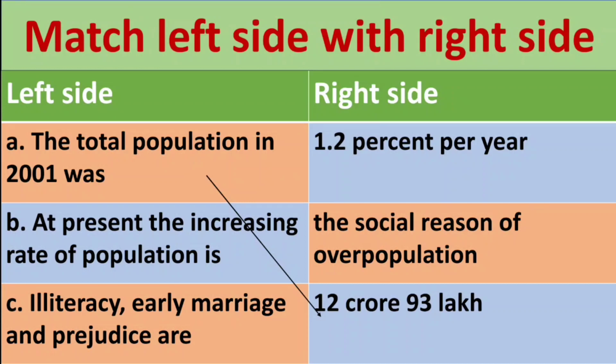Excellent performance. Then in B, it is: at present the increasing rate of population is. Which one is matching? You have to match from the right side, from the first or second one. Yes, which one? Very good. 1.2% per year. Yes, you are very clever. One is left. Illiteracy, early marriage, and prejudice are the social reasons of overpopulation. Excellent. Yes, your performance is absolutely great. So that means you have enjoyed this chapter, right? Okay. So, dear, whenever you will be answering matching, what will you be doing? Yes, you will write the answer in a full sentence. Okay?